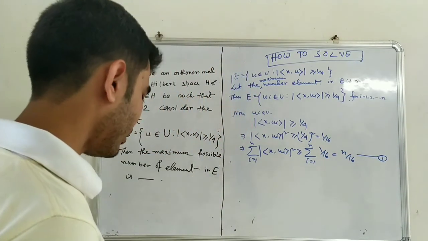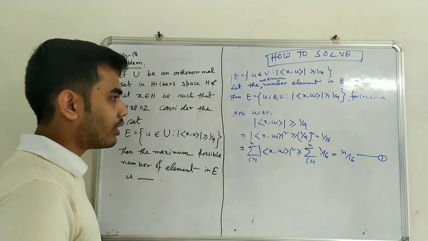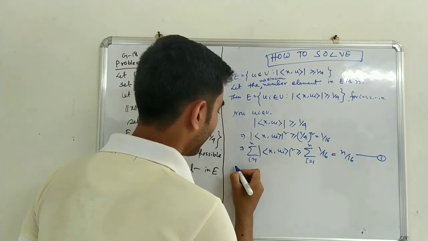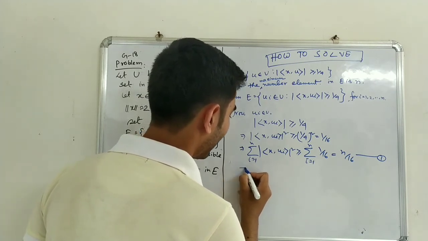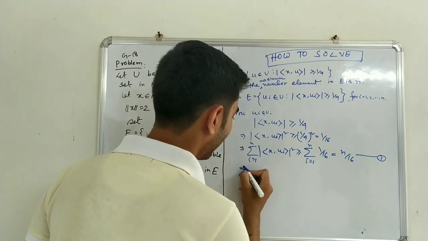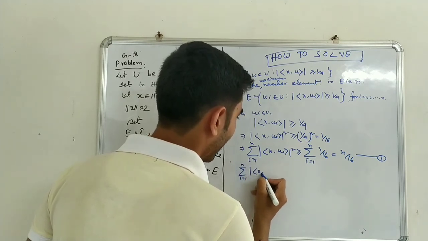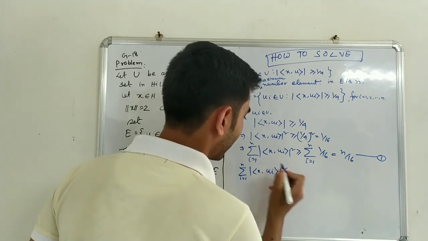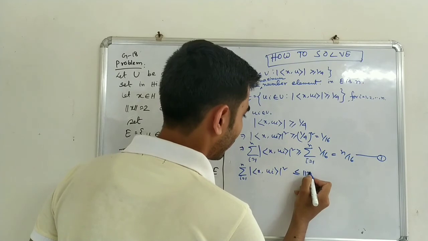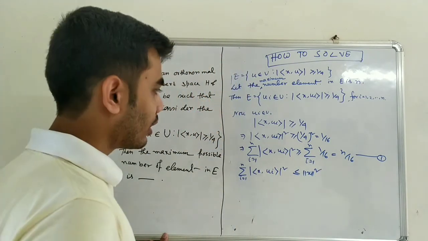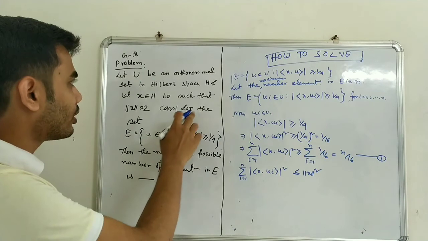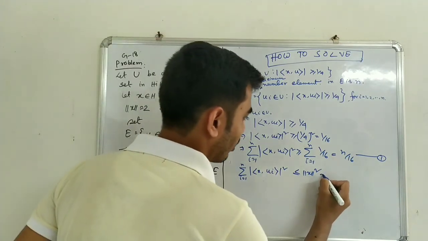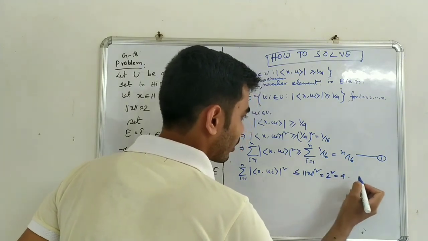Clear? Now we use the Bessel inequality for the finite dimensional Hilbert space. What is the Bessel inequality for the finite dimensional Hilbert space? Summation i equal to 1 to n of inner product of x and u_i, square, is less or equal to norm of x square. And here also from the given question we find that norm of x is equal to 2. So that is equal to 2 square, that is equal to 4, and this is number 2.